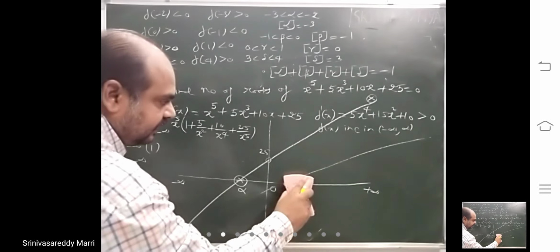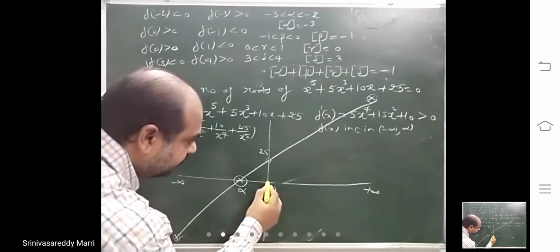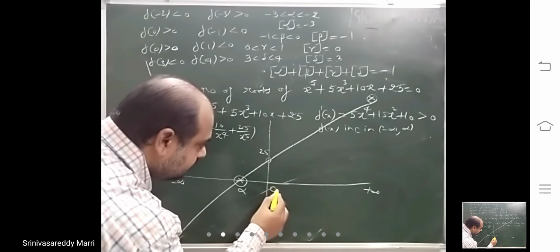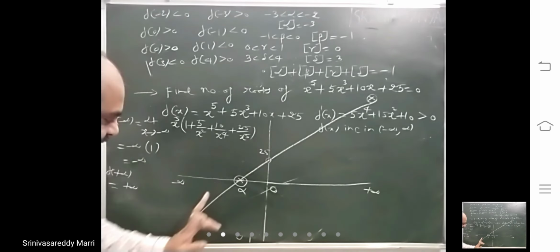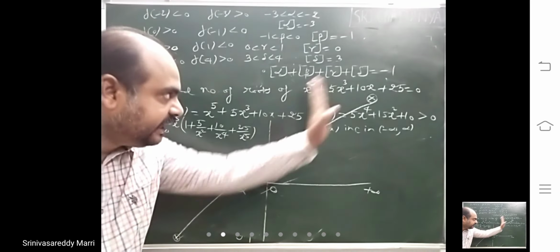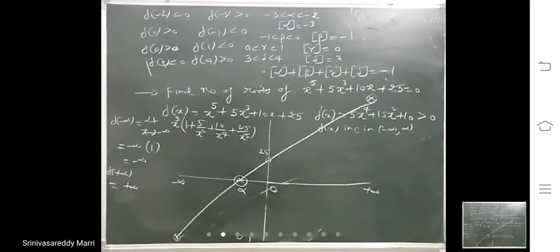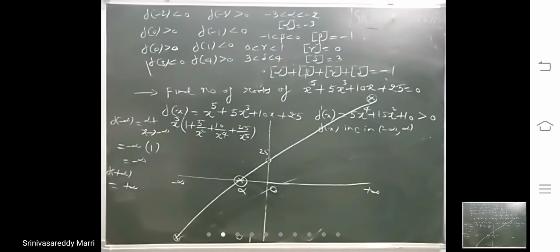That means this equation will have one negative root. One negative root. This alpha is what? Negative, because f of 0 is 25. While joining this to that, you have to join this also. It must pass through a negative root, because from the equation it is clear f of 0 is 25. That graph must pass through 25 on the y-axis.